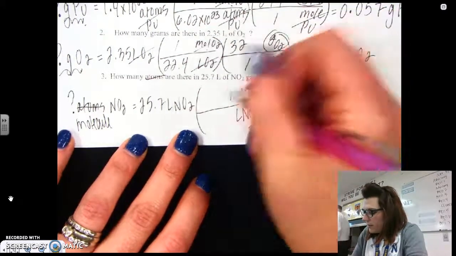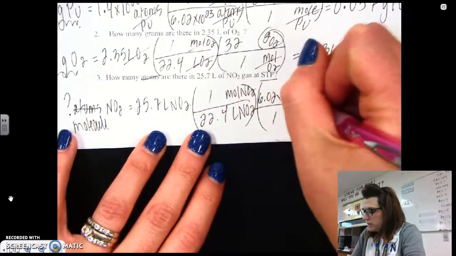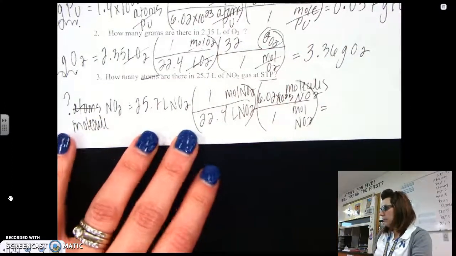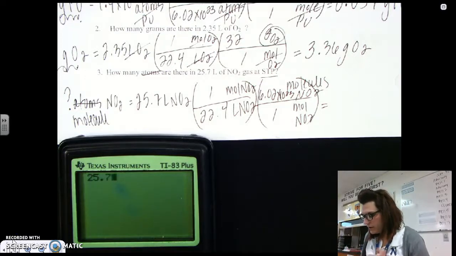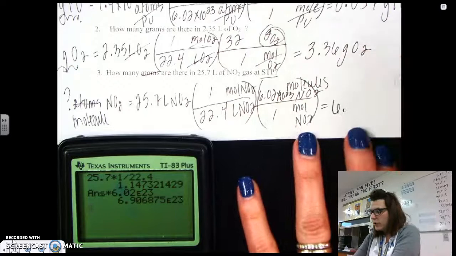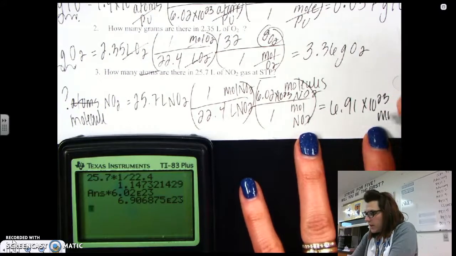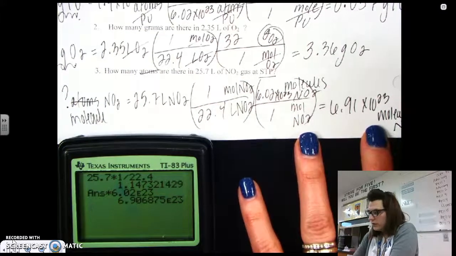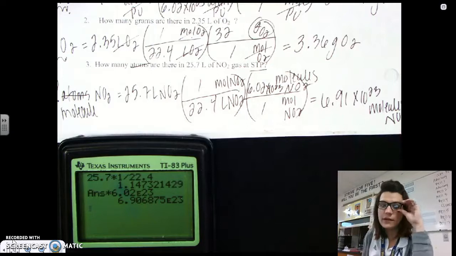So I'm going to say for every 1 mole, there will be 22.4 liters, and for every 1 mole, there will be 6.02 times 10 to the 23rd molecules. So then I'm going to plug this into my calculator. I'm going to do 25.7 times 1 divided by 22.4 times 6.02 E23 divided by 1, which is just going to be the same number, and I'm going to get, I need 3 sig figs, 6.91 times 10 to the 23rd molecules of NO2. Now, I'm going to say this does make sense, because I'm solving for molecules, so I would expect my number to be very large.